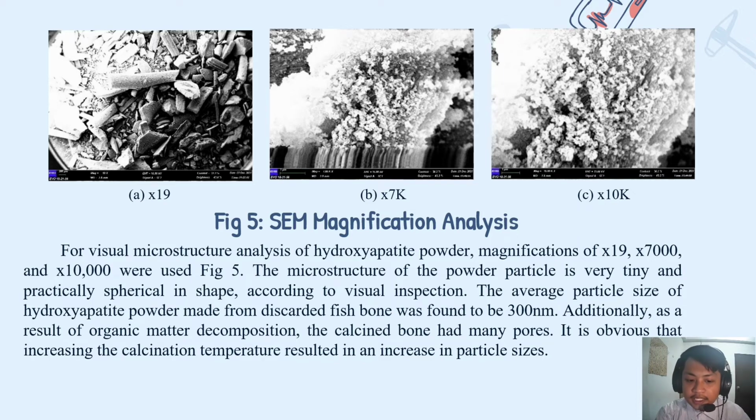Accordingly, as the result of the organic material decomposition, the calcined bone has had many pores or holes. It is obvious that the increasing of calcination temperature results in increasing of particle size.